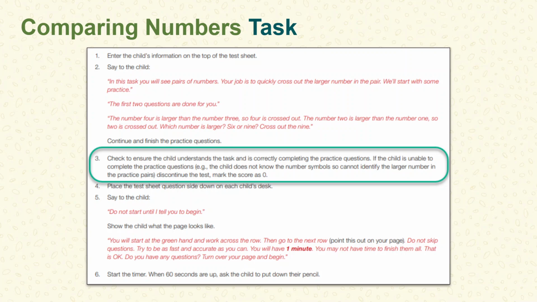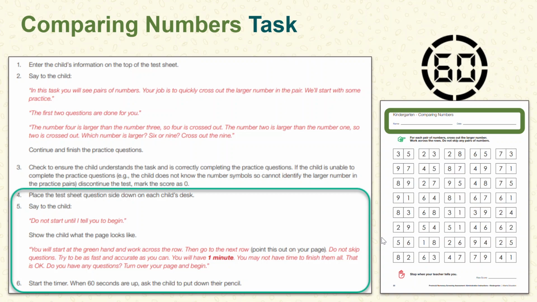If you notice that the child is not able to complete the practice questions, so for example, maybe the child doesn't know the number symbols yet and can't identify then which number is larger, at this point you would discontinue the test and you would mark the score as 0 without moving beyond that practice page. However, if the child is successful in showing that they understand how to complete the practice page.